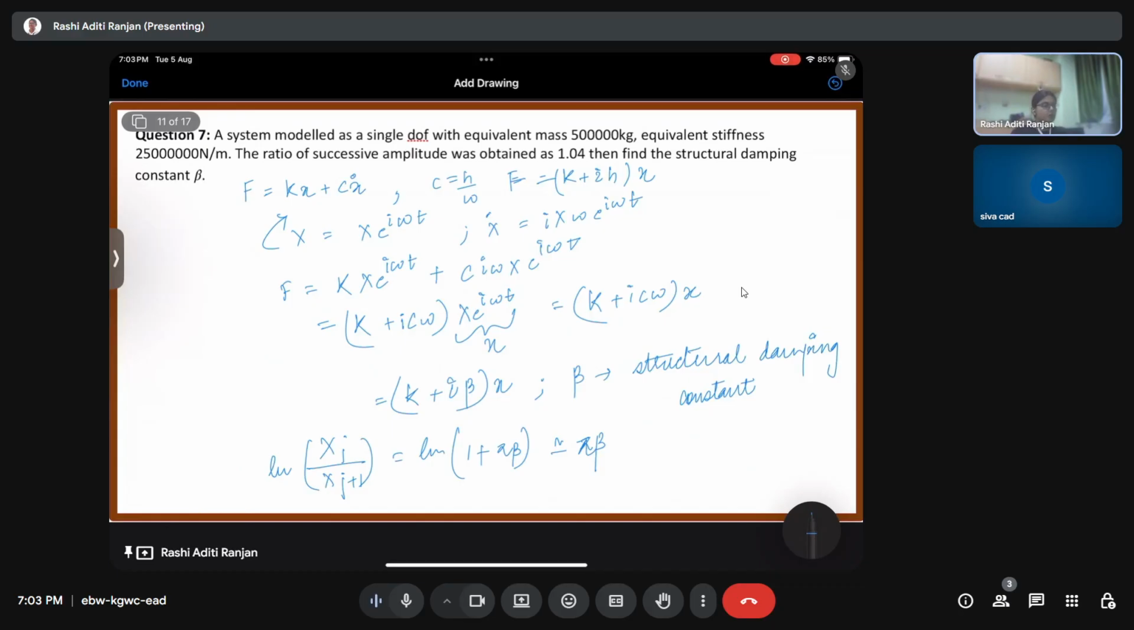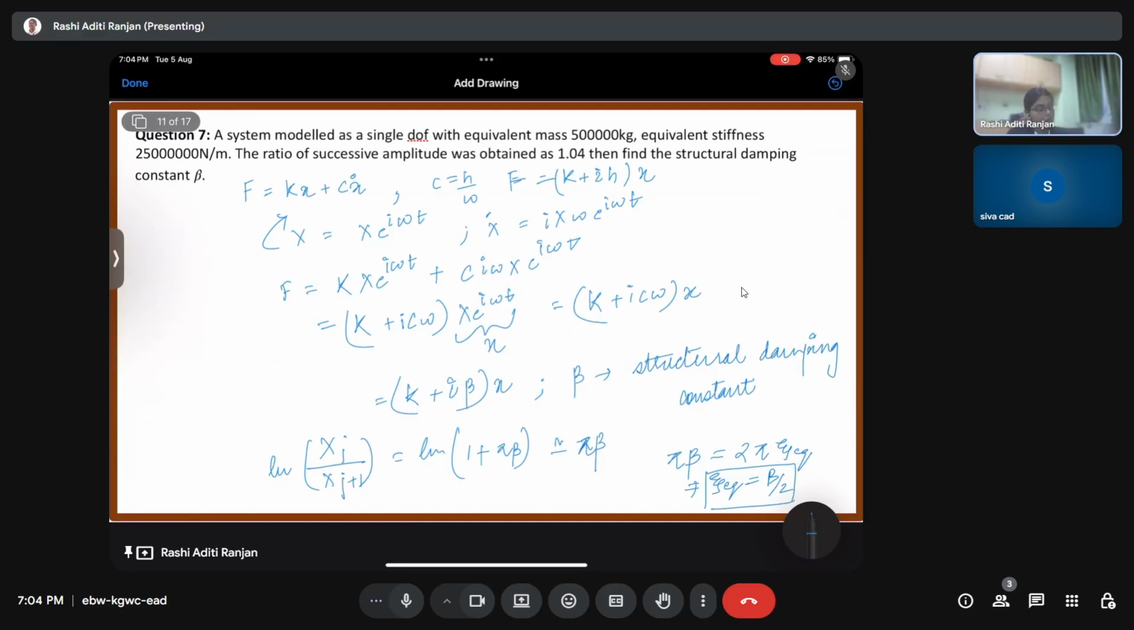Okay. So now if we relate it, because if you remember for the case of logarithmic decrement that we were talking about with viscous damping, and if you want to relate it with that, what we can do is that we can assume that our pi beta is nothing but 2 pi eta equivalent. From this we are going to get that our eta equivalent is nothing but beta by 2, where beta was nothing but the structural damping constant. Okay, so likewise we can get the value of eta equivalent.